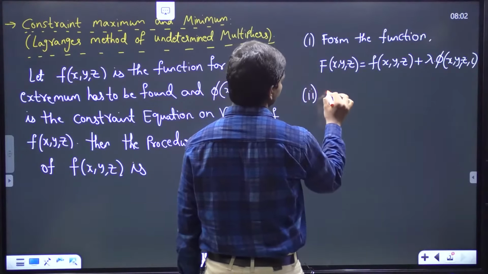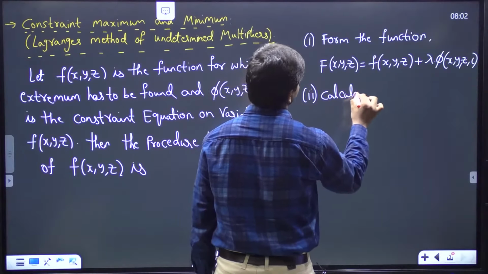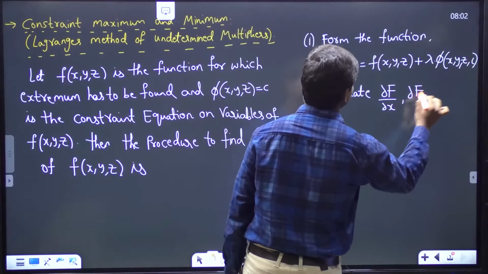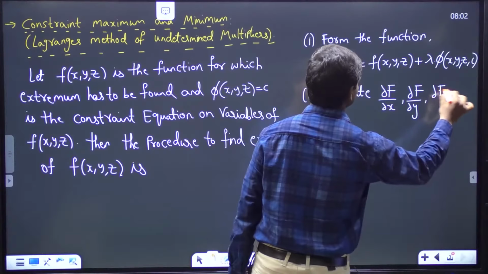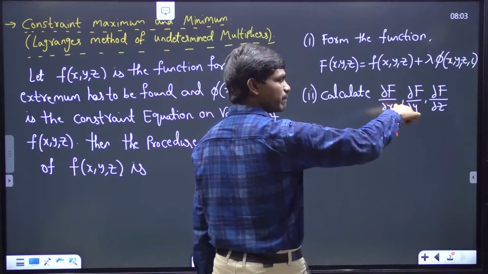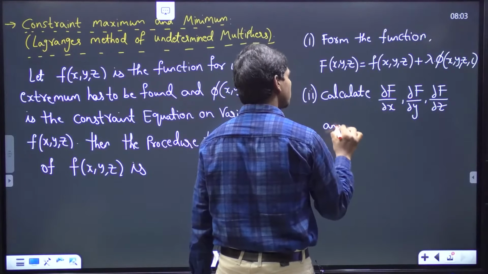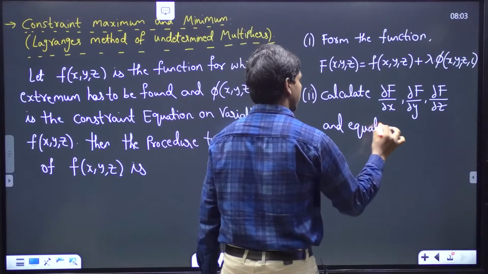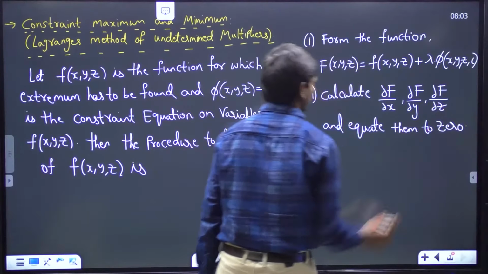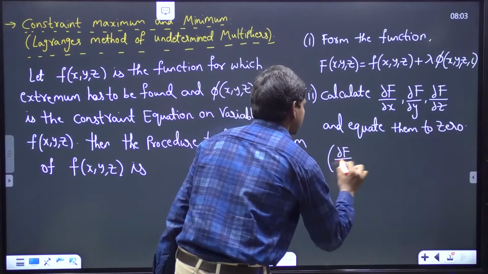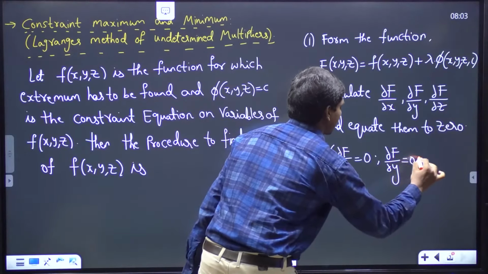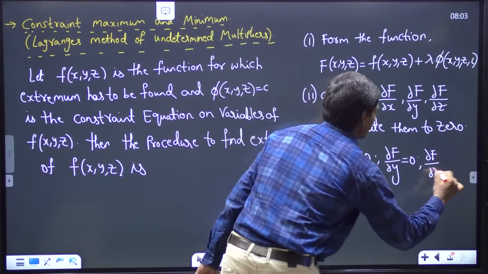Step 2: calculate dou F by dou x, dou F by dou y, dou F by dou z. Please make a note, I am writing capital F here, not small f. Calculate dou F by dou x, dou F by dou y, dou F by dou z, and equate them to 0. Then we'll have dou F by dou x equal to 0, dou F by dou y equal to 0, and dou F by dou z equal to 0.